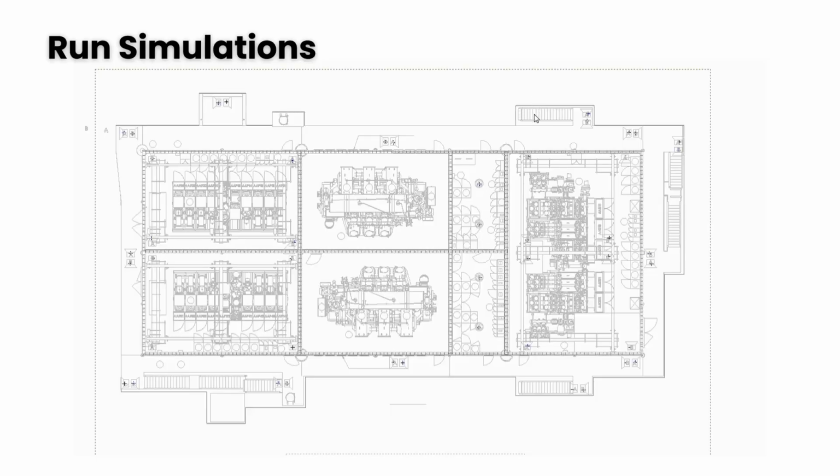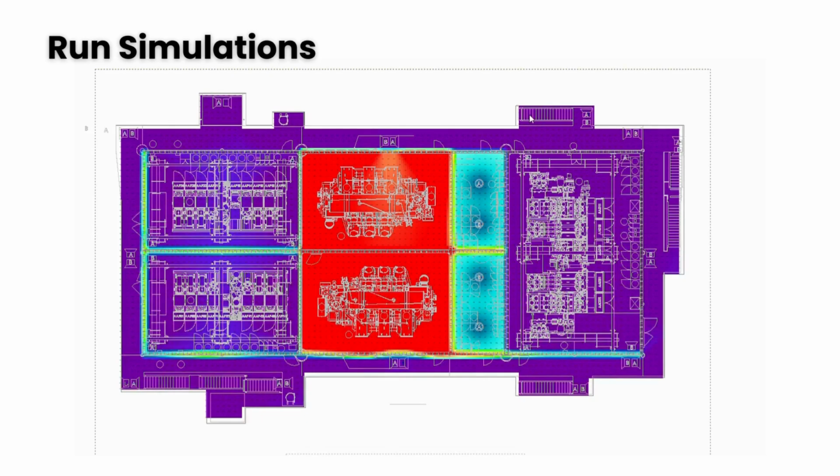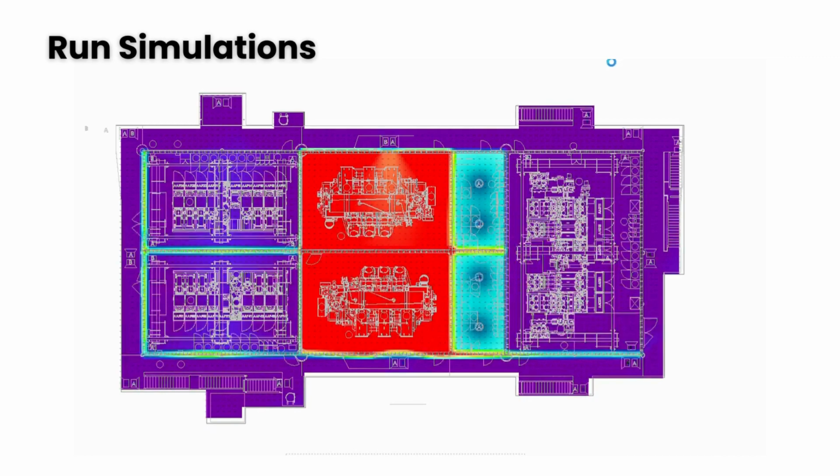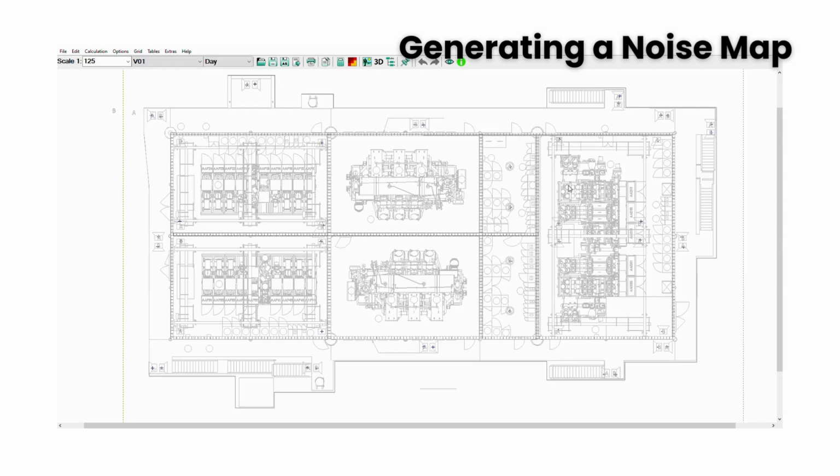Run simulations. Run the simulation in the software to generate predictions of sound propagation throughout the environment. The software will calculate factors such as sound pressure levels, reverberation time, and direct-to-reverberant ratio at different locations within the space. The basis of all calculations is the so-called noise map. The noise map can be generated in two ways, either to measure it with calibrated noise level meters or to compute it with a noise mapping, noise prediction software program.